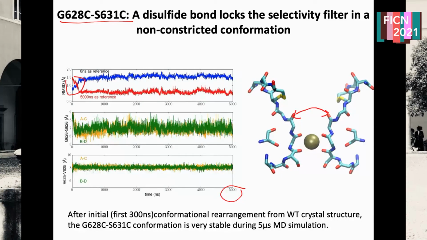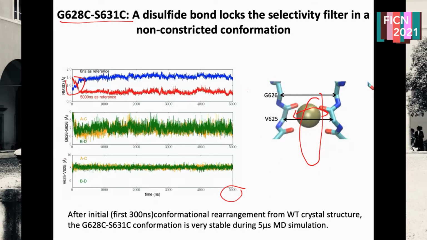And so this filter would be conductive. The prediction would be also that this filter would be losing some selectivity, because selectivity is a process that requires a single file of ions, and now you don't have a single file of ions. So this is in part why this mutant will conduct. It's locked into a conductive state, but it's not the same conductive state. So it's a bit like the W434F, where you have to be a bit cautious. Some of these mutations don't lock the canonical conformation that you're after. So you just have to be a little bit cautious about that.